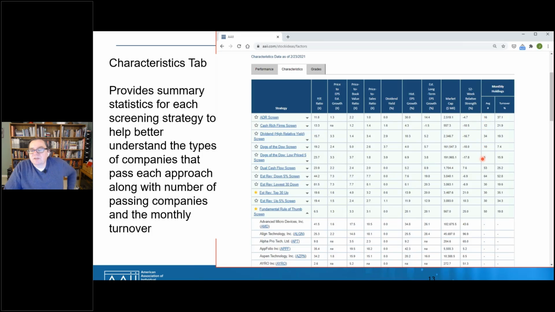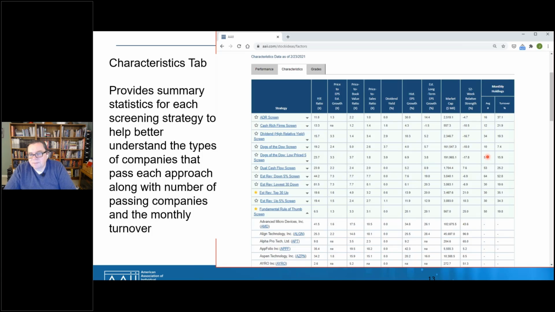And again, this is another very, very important column to look at, and these are the monthly holdings. So what you'll find, some screens may look to have very good performance, but only a small number of stocks pass them. And that makes it difficult to invest in that strategy. So I always take a look at the average number of companies that have passed a given approach over time. Now, most of the factor screens, they may always look for 30 stocks. You'll see on average 30. And the dogs of the Dow, same thing.